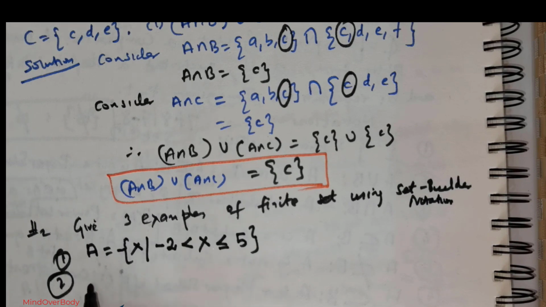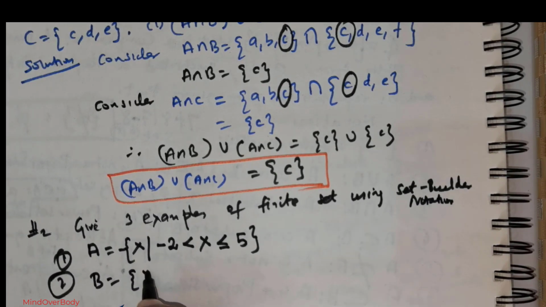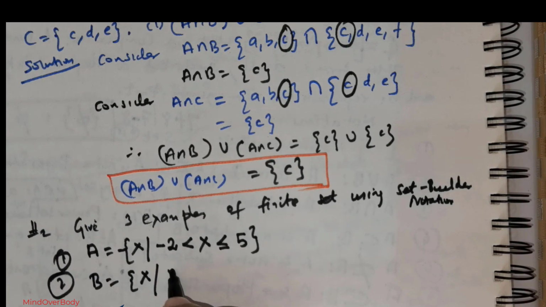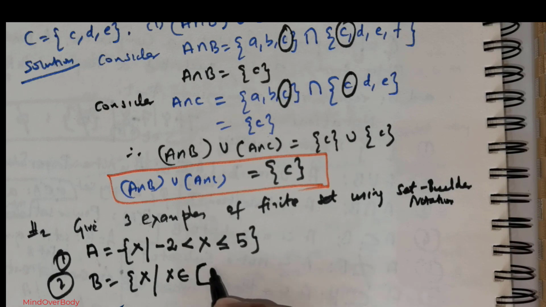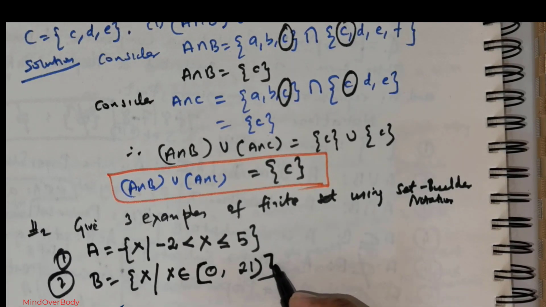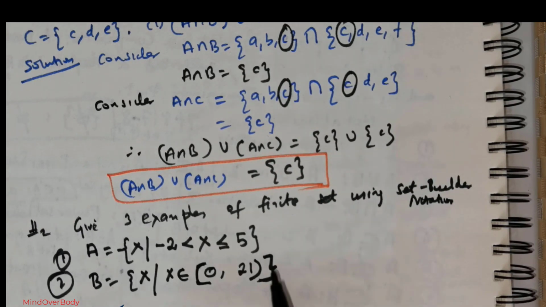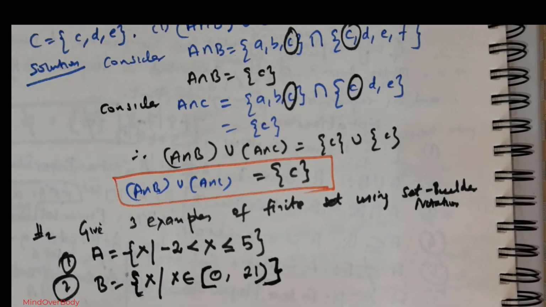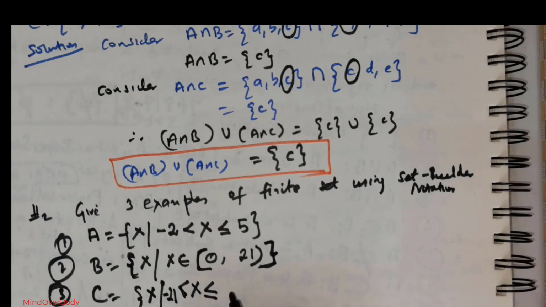So number 2, B, all x such that x should be an element of numbers. So I'm giving a square parenthesis here, starting from 0 to 21. Oh, this should be the flower parenthesis, right? Not square parenthesis, flower parenthesis. So this is a flower parenthesis. This is a flower parenthesis. So this is also a finite set. So finally, x is less than or equal to positive 21.